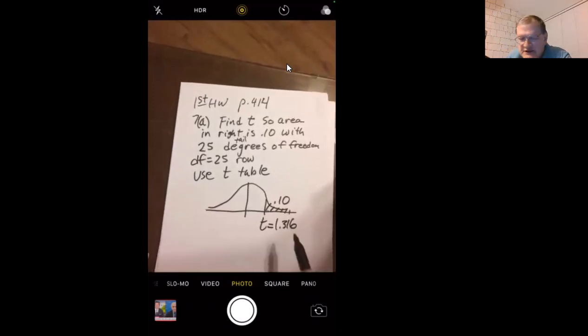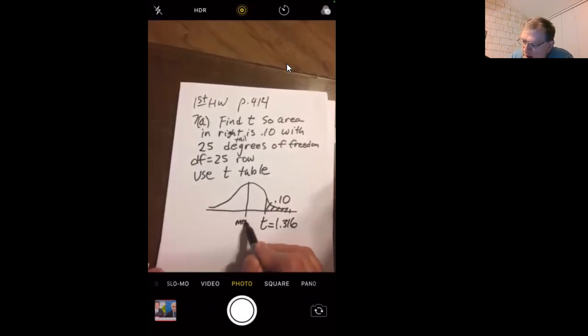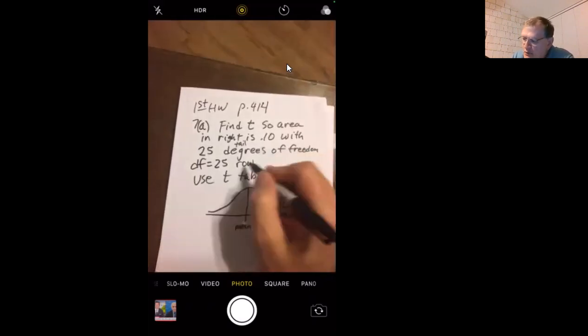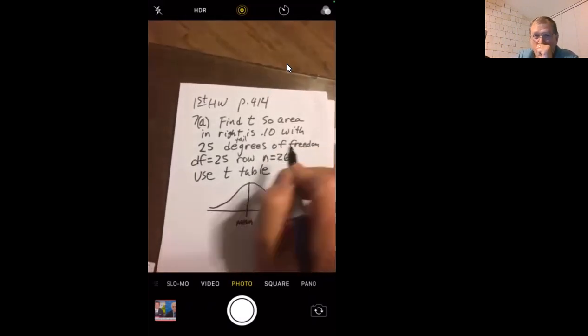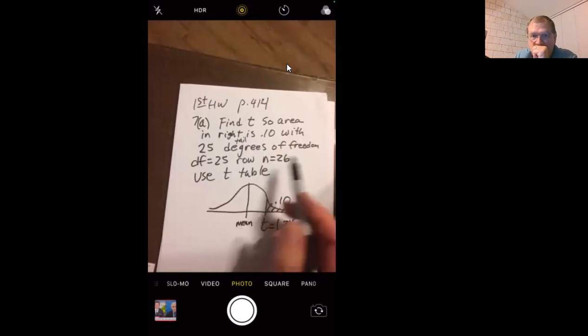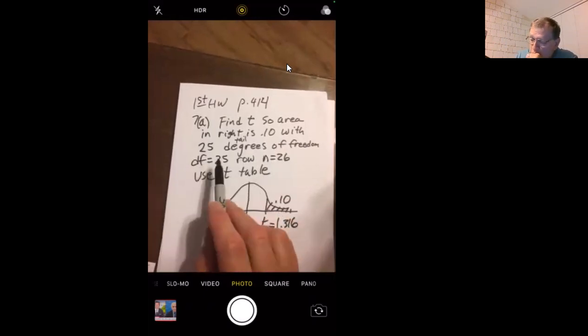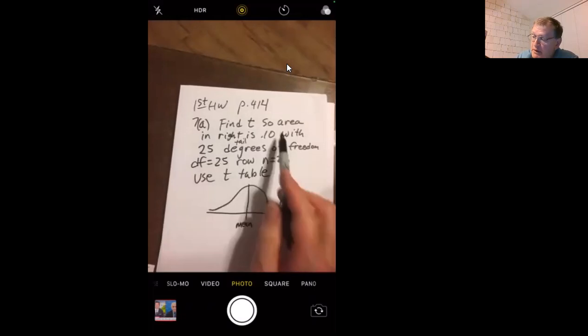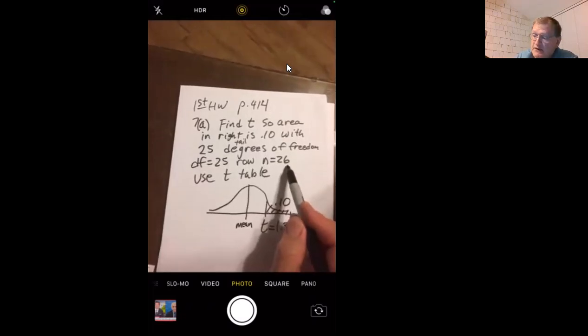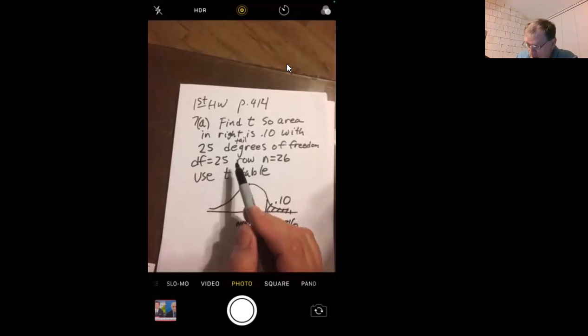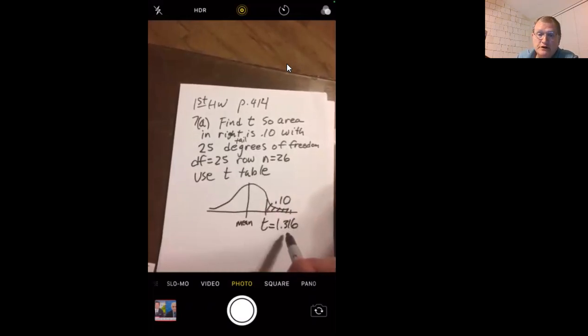All right. Same meaning as the z. We'll have 10% of our numbers 1.316 or more, 1.316 standard deviations above the mean. This is still the mean. And in effect, we have the sample size is 26, even though it didn't ask for it. But remember, DF is one less than your sample size. So we were sampling with 26, giving us a degrees of freedom of 25. And our statistical coefficient is 1.316.